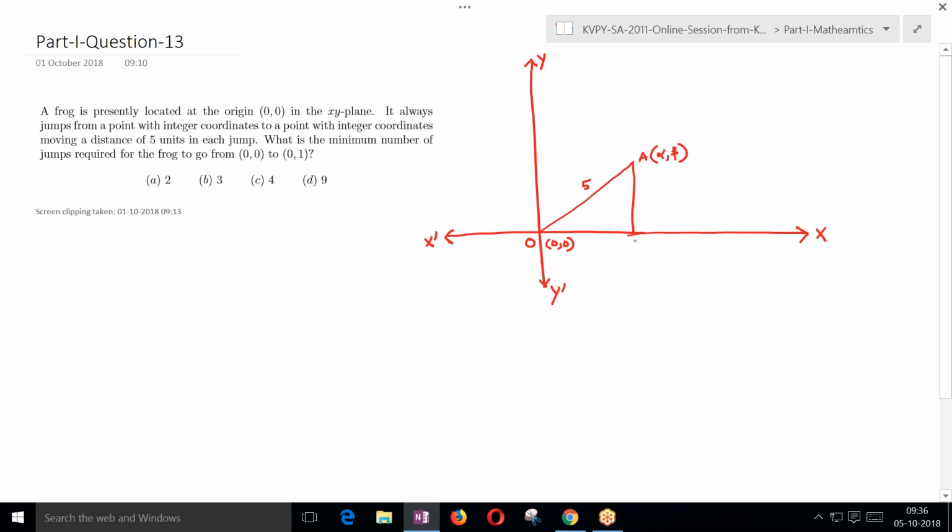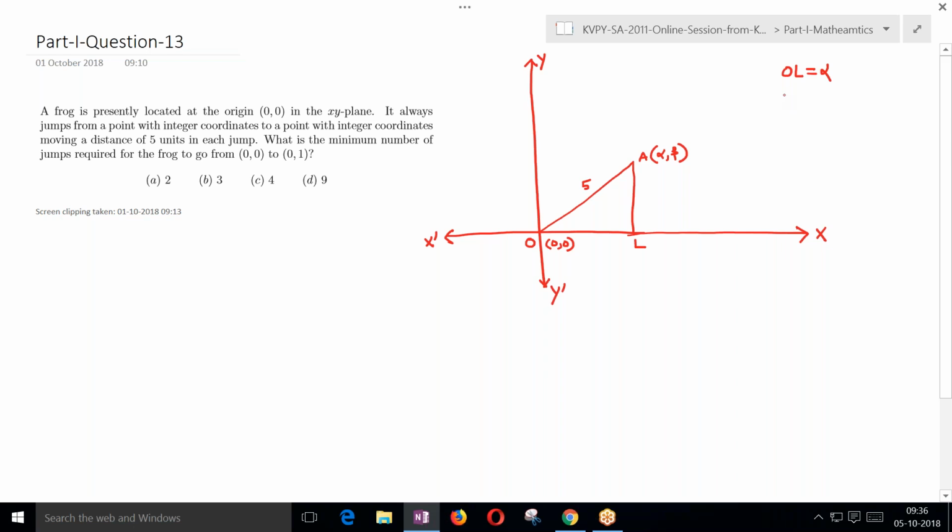Suppose L is the foot of the perpendicular from the point A to the x-axis OX. Then what is alpha? Alpha is OL, equal to alpha, and AL equal to beta. Now from the Pythagoras theorem, what can we write? Alpha square plus beta square is equal to OA square, which is equal to 5 square.